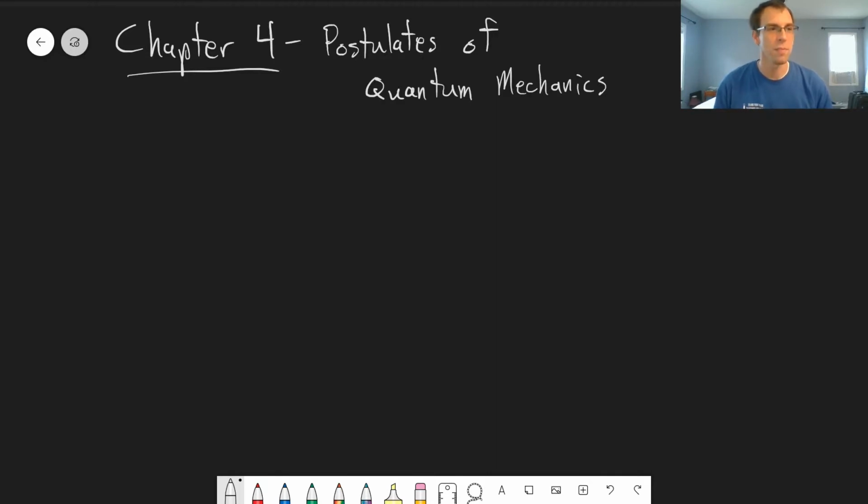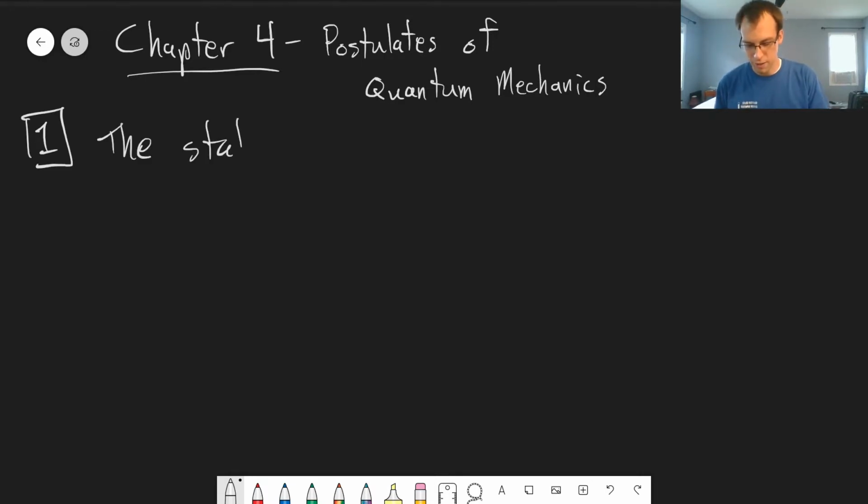of quantum mechanics. A lot of these are ideas that can't necessarily be proven, but are taken as the facts that we start from and build up the rest of quantum mechanics from. So we'll go through these in order. This is a numbered list, and we'll start with postulate number 1. Postulate number 1 is that the state of a system is specified by the wave function.